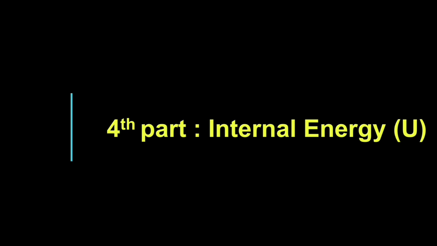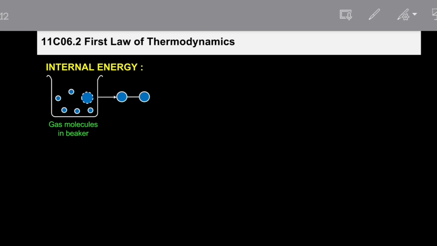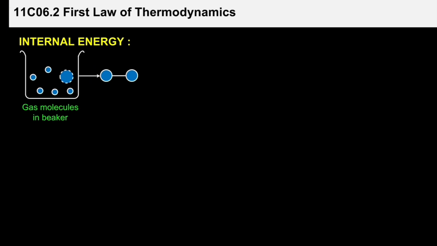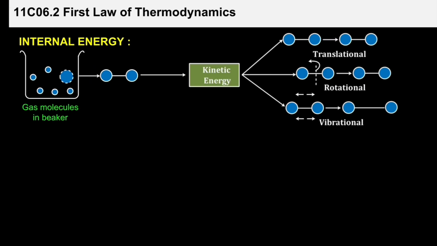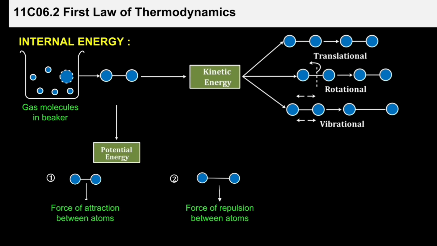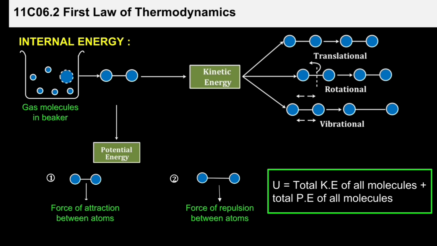So let's start with internal energy. Suppose we take a gas inside a beaker and imagine it at the microscopic level. We will observe that gaseous molecules have some kinetic energy due to their translational motion and rotational motion about their axis, or vibrational motion about their position. They also have some potential energy due to the force of attraction or repulsion between gaseous molecules. So we can say that the internal energy of any system is equal to the sum of all the kinetic energy and potential energy of all the molecules present in the system.